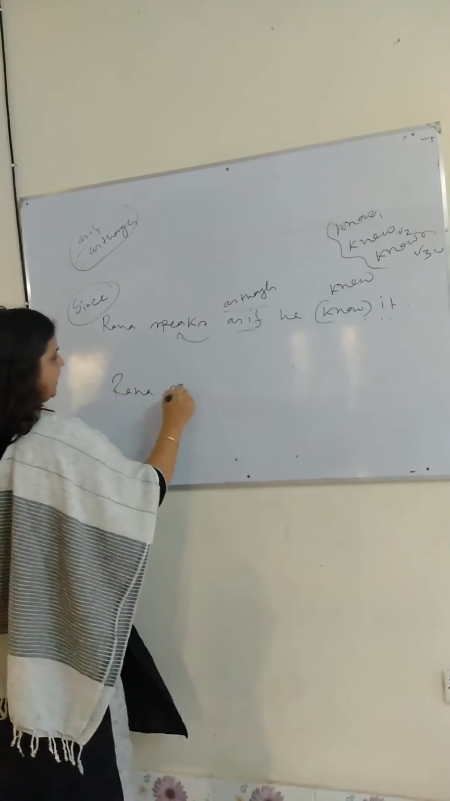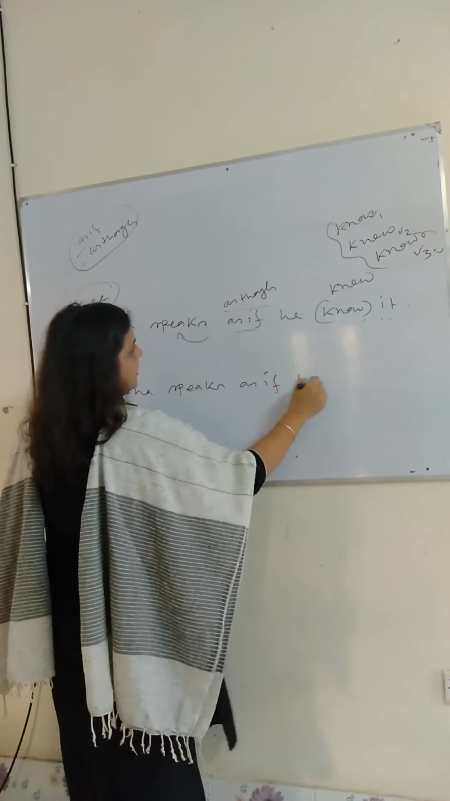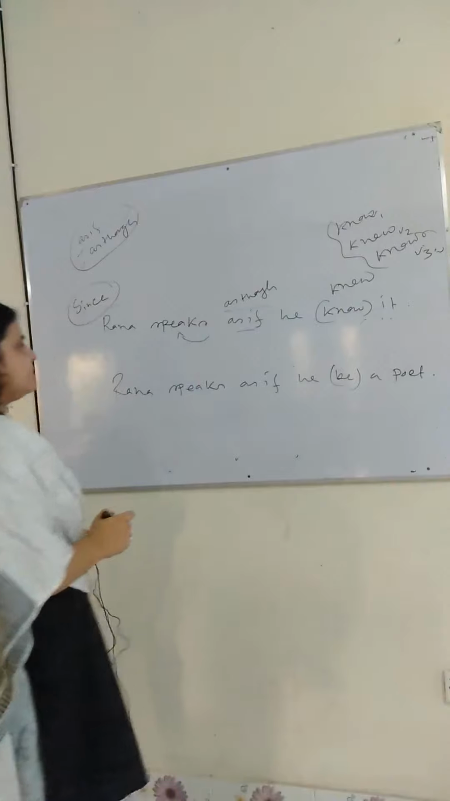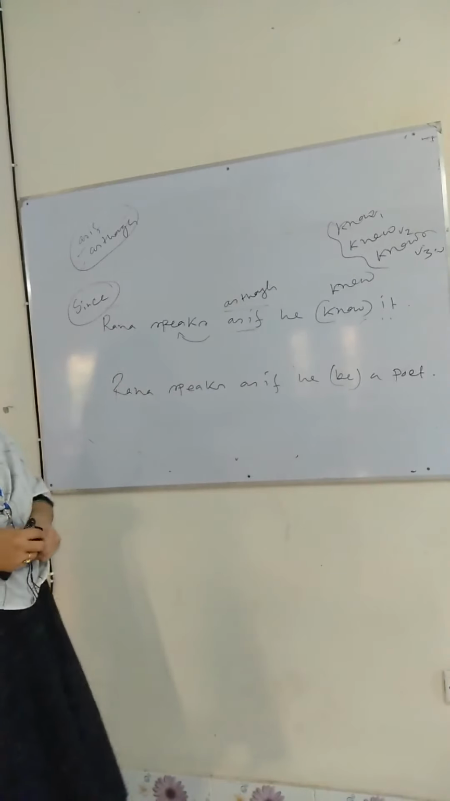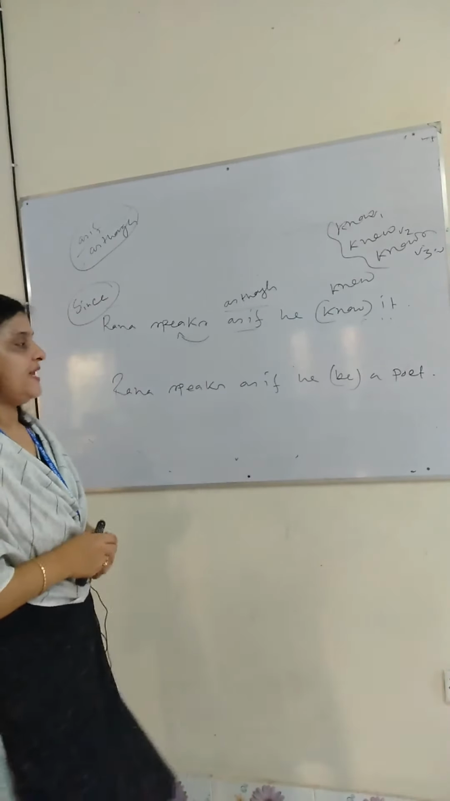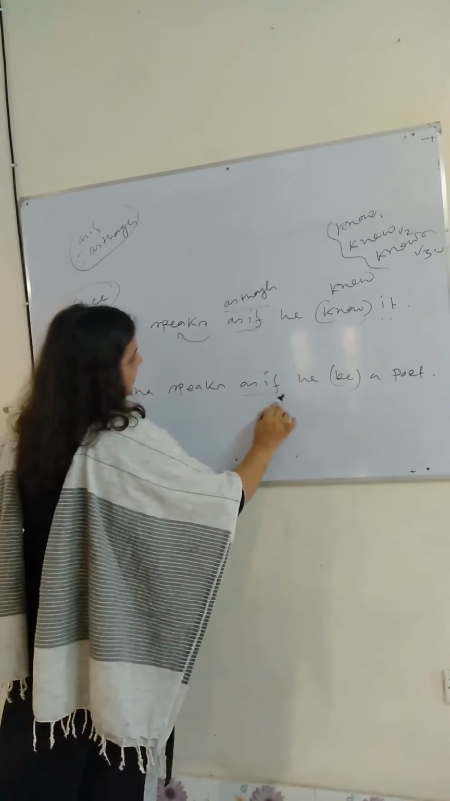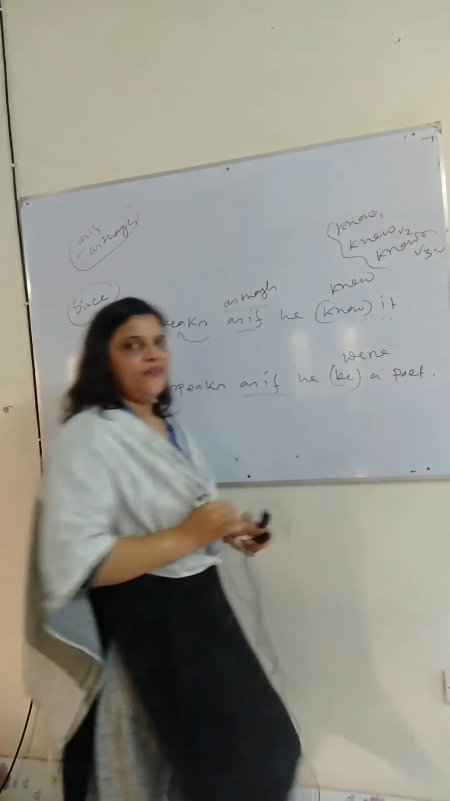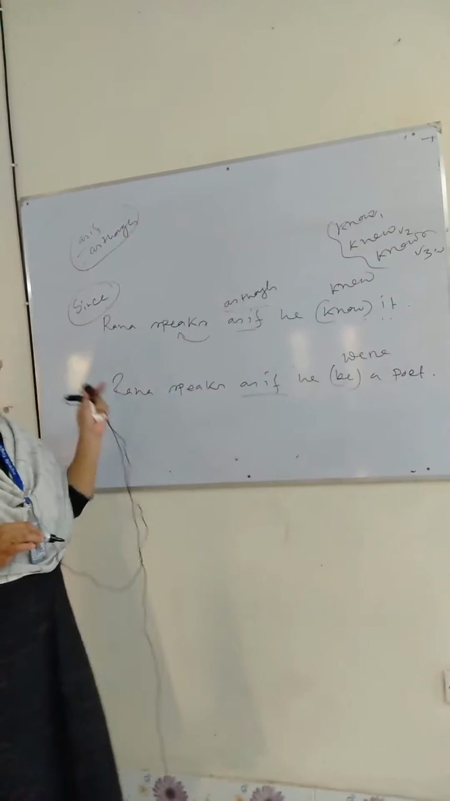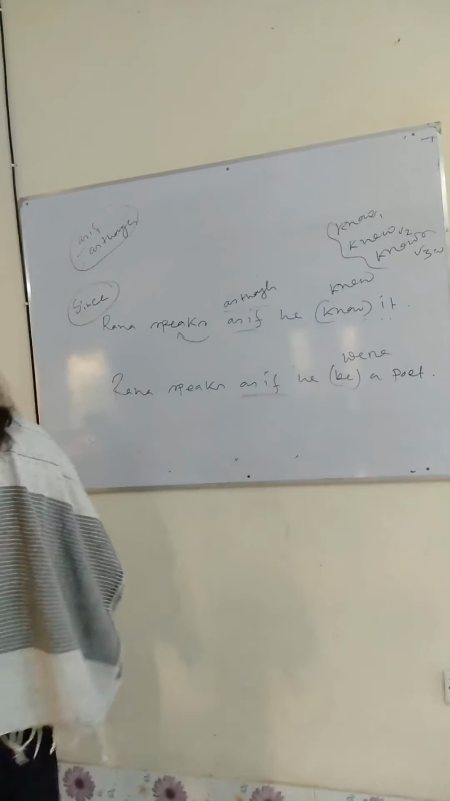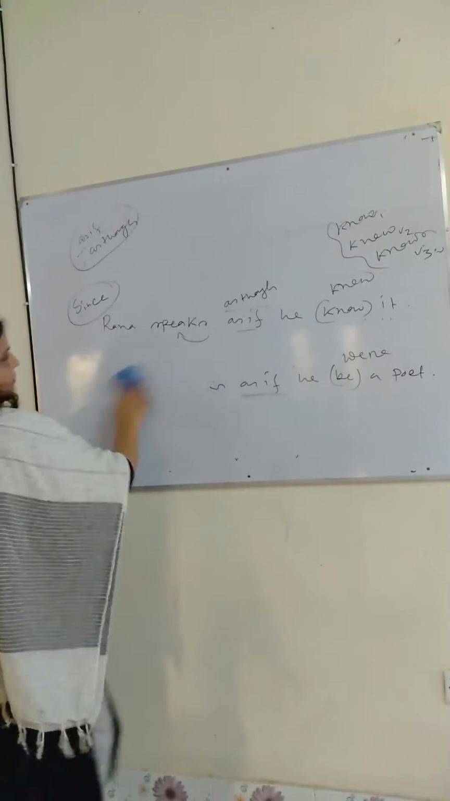Rana speaks as if he be a poet. Sometimes you use did or was, like this. Never make this mistake. Remember, whenever you find a be verb after as if or as though, you must use were. The subject does not matter. Okay? Now I will discuss another rule, and I hope I will close the class here.